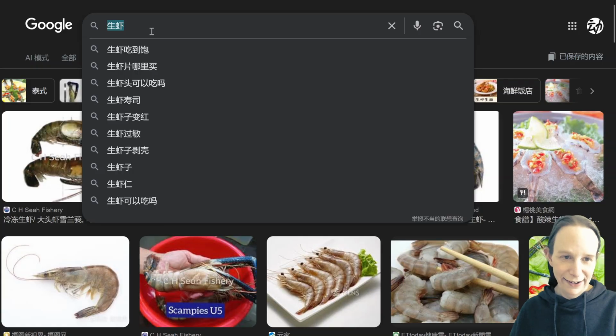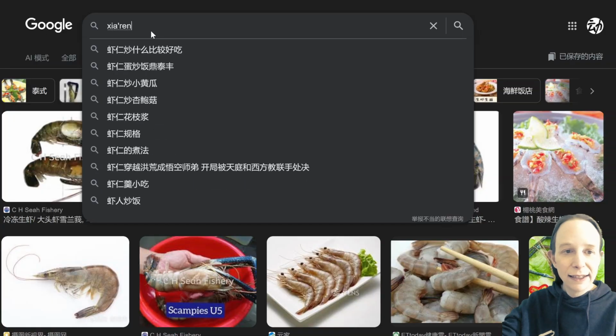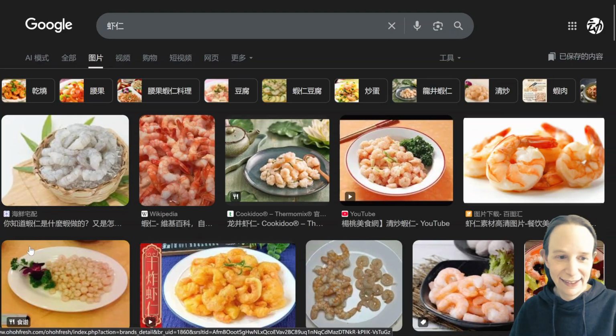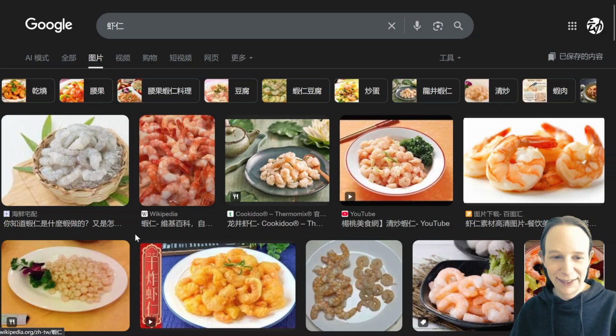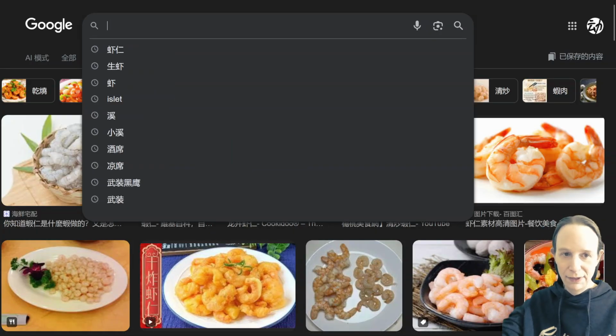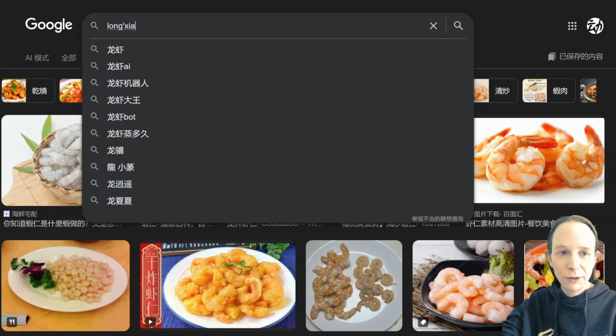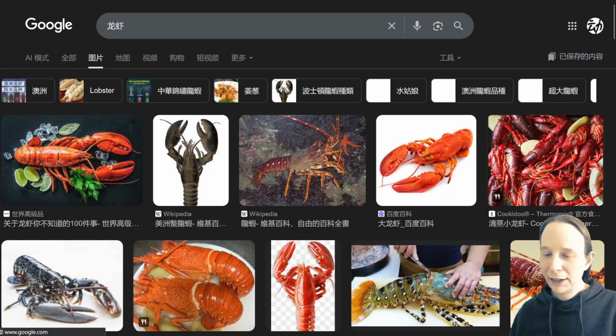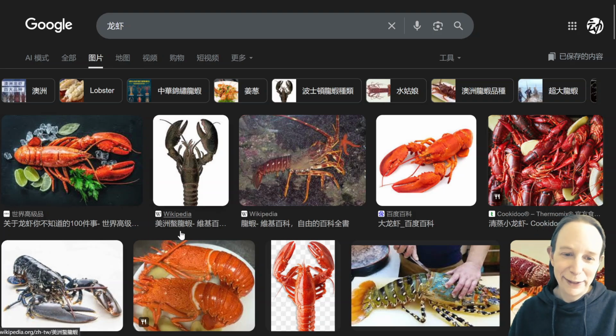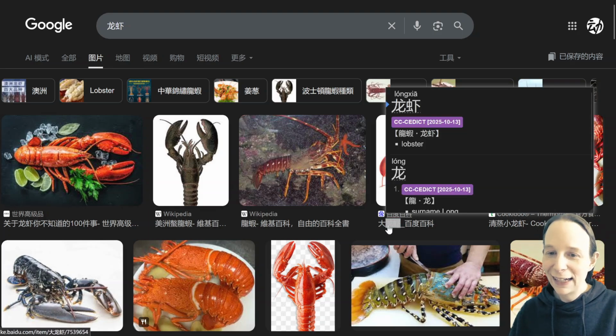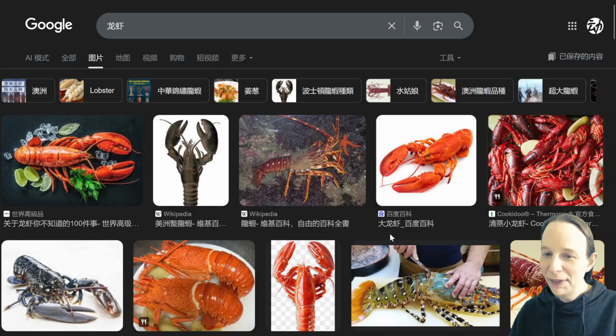All right. So, what do you need to know? 虾仁. So this is literally prawn kernel or something like this. But yeah, you take away the shell and the head and whatnot. 龙虾, dragon prawns, superior dragon prawns. 龙虾, lobster. Oh, okay, big lobster.